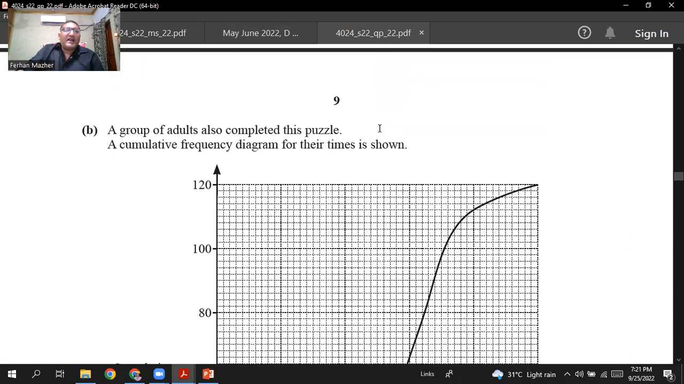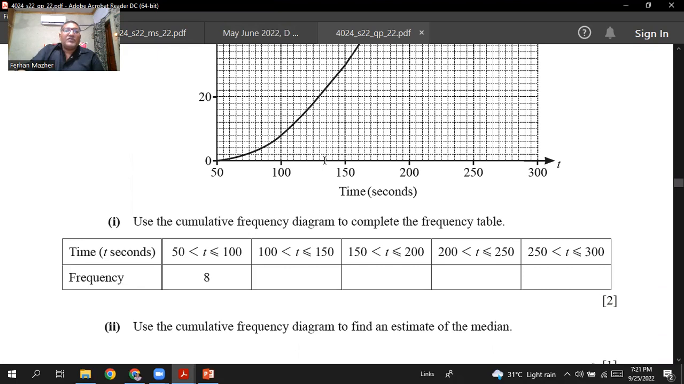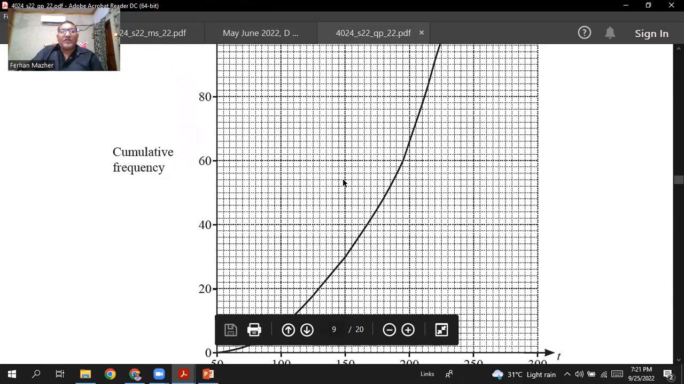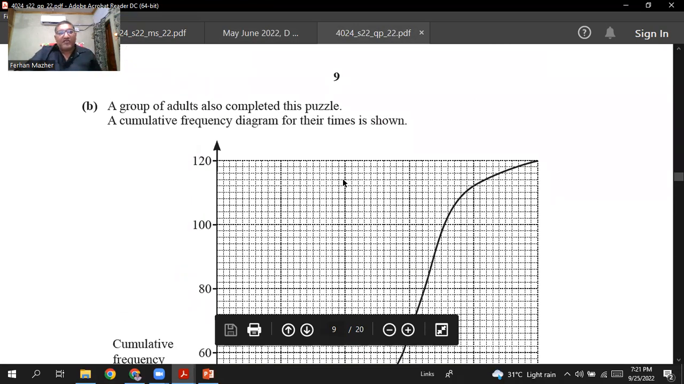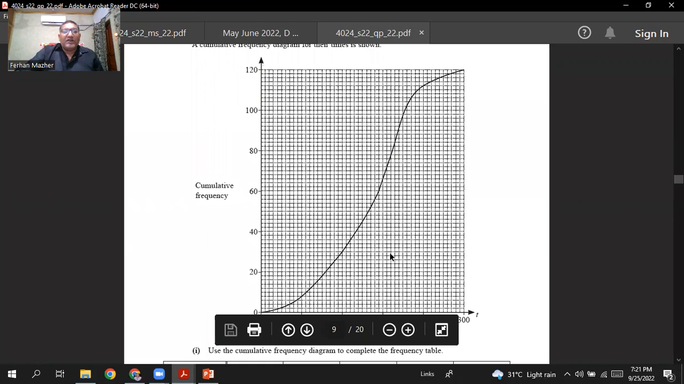Here he says a group of adults also complete this puzzle. A cumulative frequency diagram for their time is shown. Okay. Use the cumulative frequency diagram to complete the frequency table. So how do you find the frequency from the cumulative frequency? It's a trick. You can understand it.